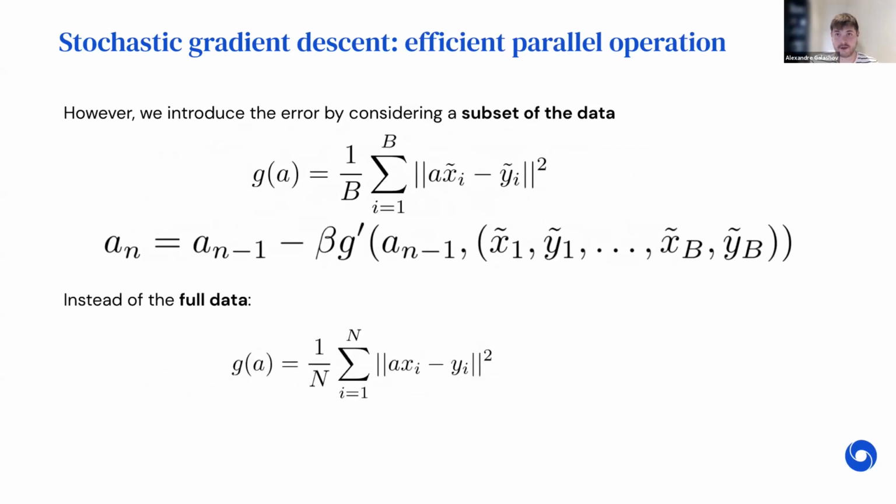But obviously, because you calculate it on a subset of the data and not on the whole data, you introduce some error, which is called the variance. I don't really have time to speak about what the variance is and how to get rid of it. But generally, if you increase the number of points you consider, so that it's closer to the full data set, then the variance will decrease.